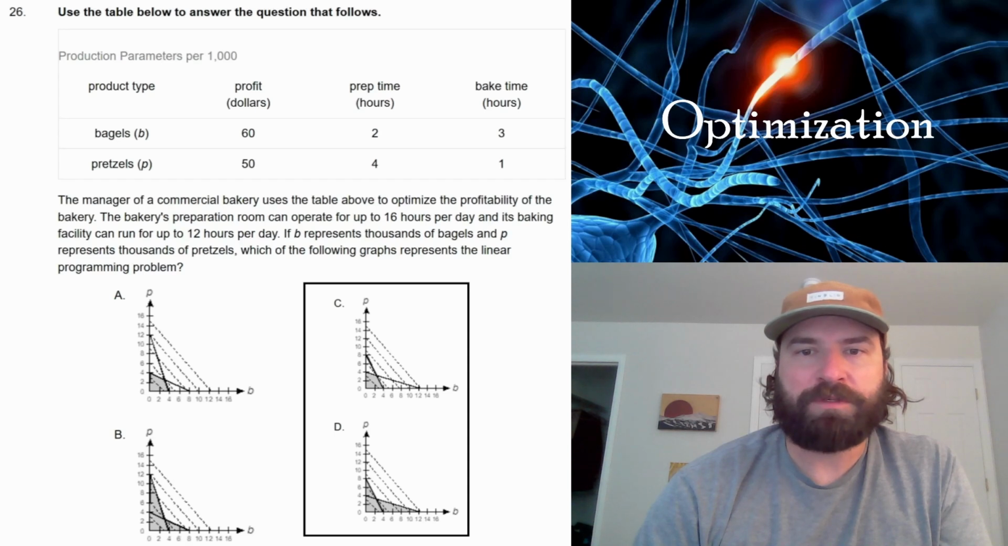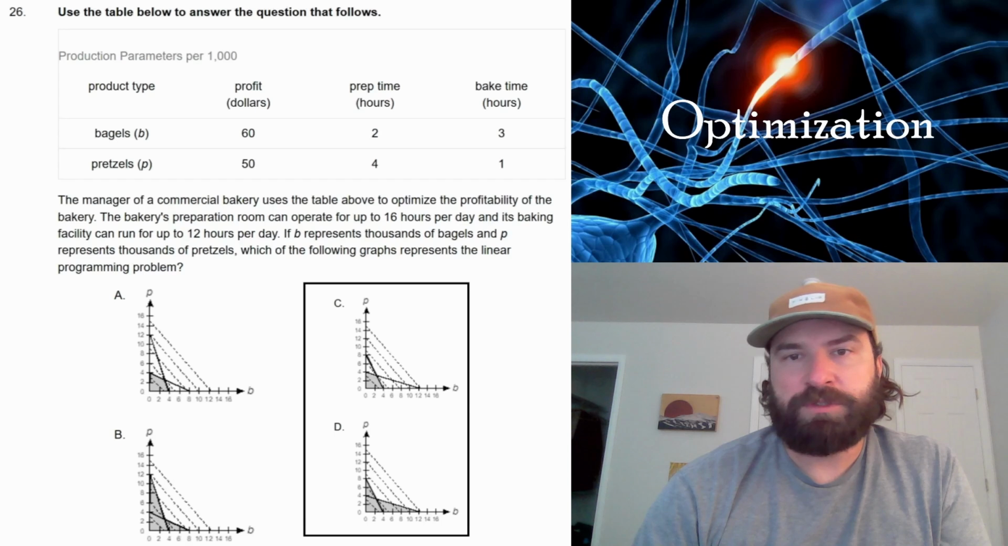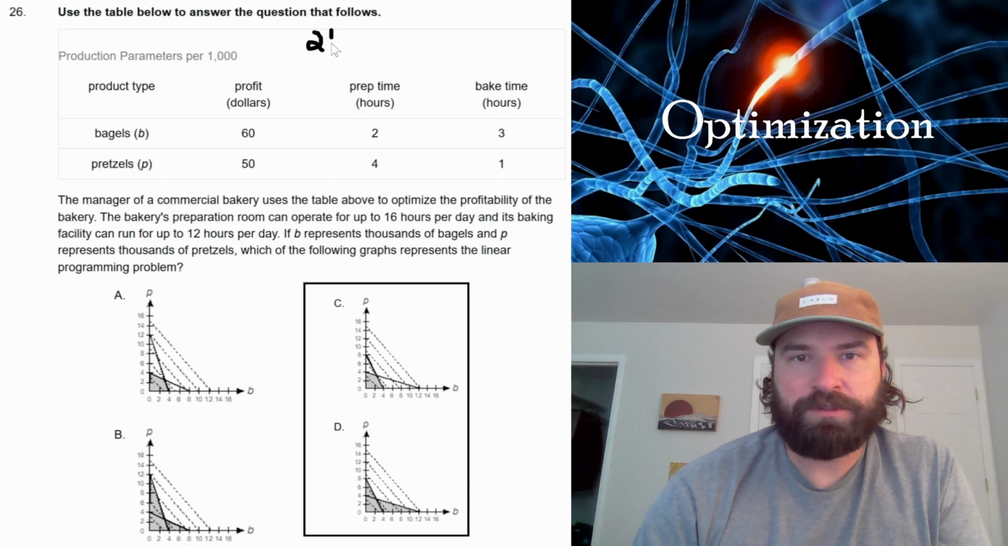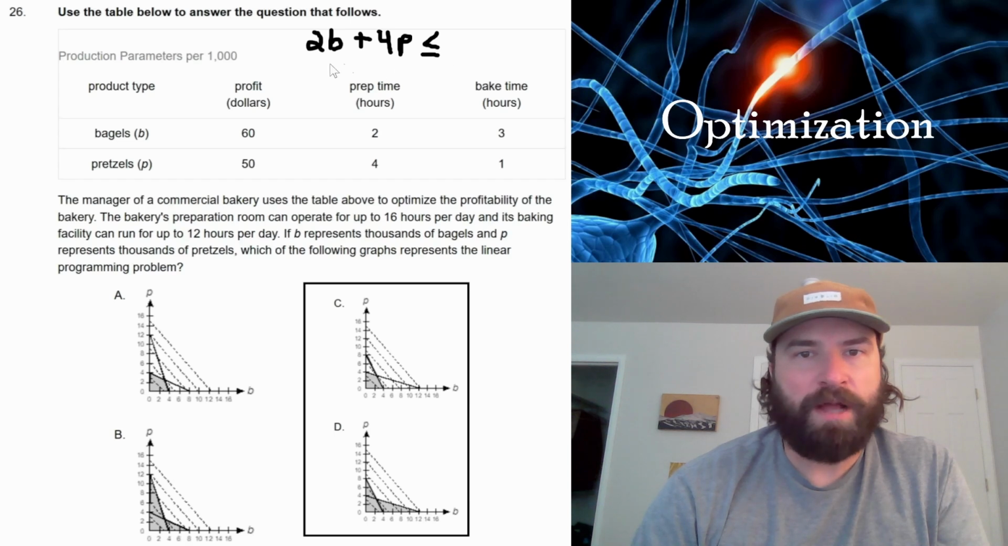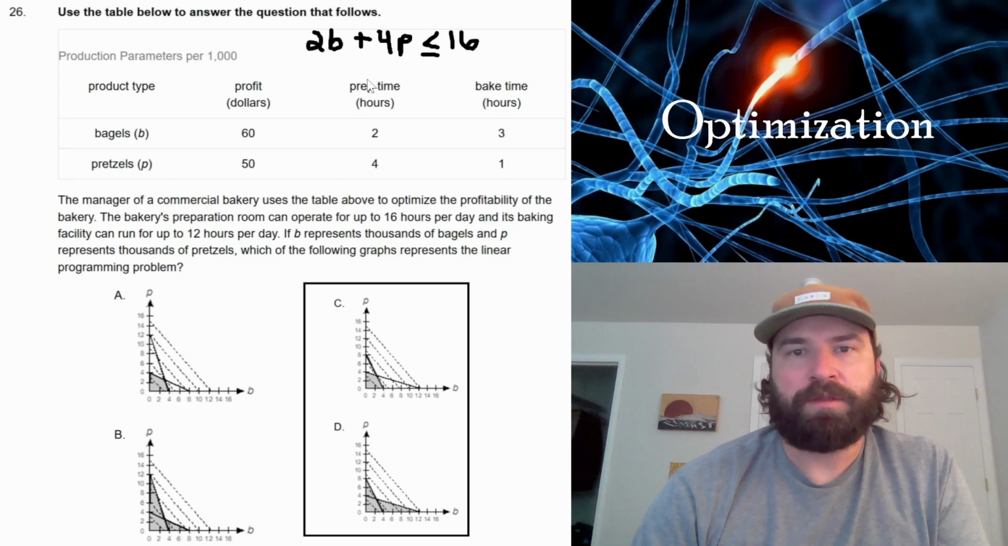We know that the prep room can be open for up to 16 hours a day, and prep time for each of these things is 2 hours for bagels and 4 hours for pretzels. We can create the inequality 2B, so 2 hours for every 1,000 bagels for prep time, plus 4P, 4 hours for pretzel prep, has to be less than or equal to 16 hours a day, which is how long the prep room is open.